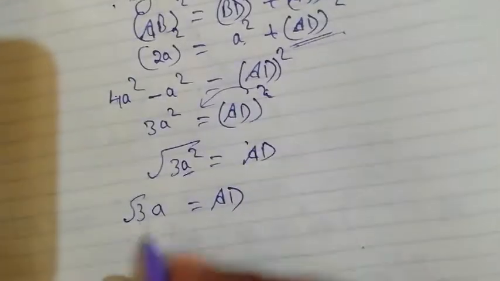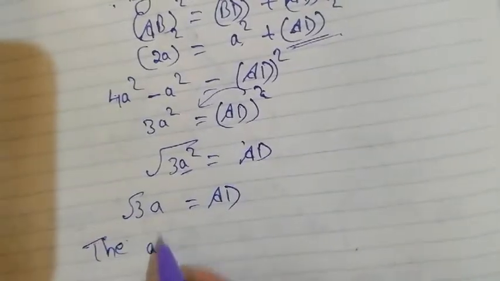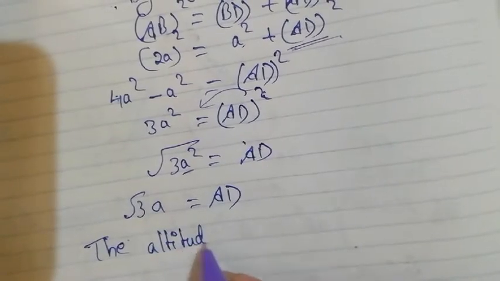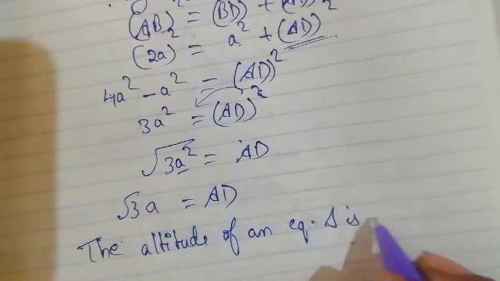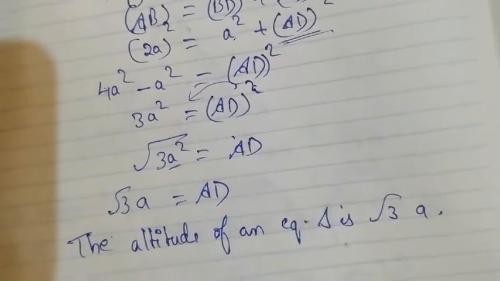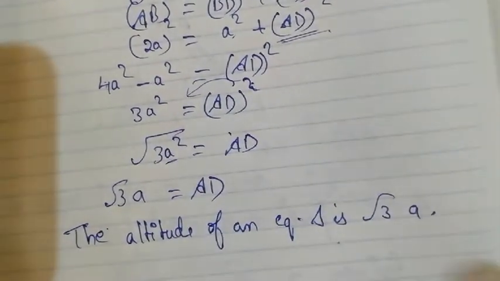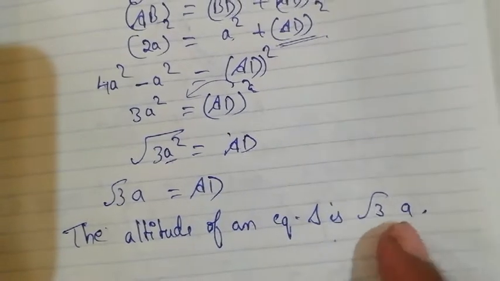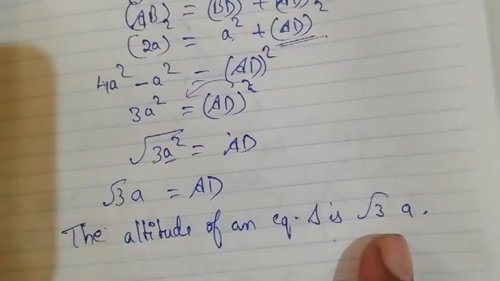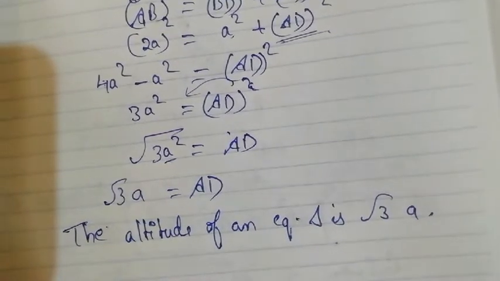So we can write here, the altitude of an equilateral triangle is root 3 A by 2, and this is your formula to find the altitude of an equilateral triangle. You can apply directly that the altitude of an equilateral triangle is root 3 A by 2, A being the side.